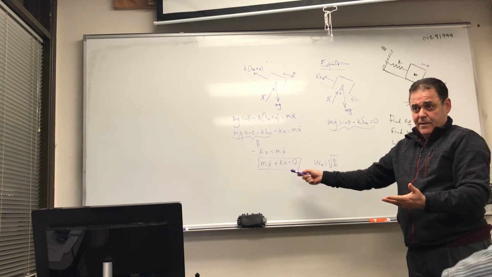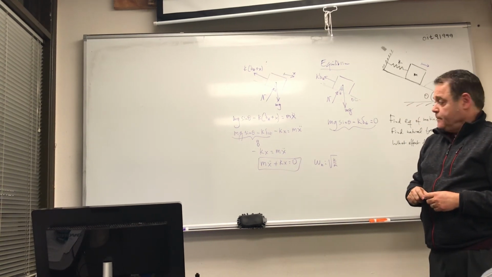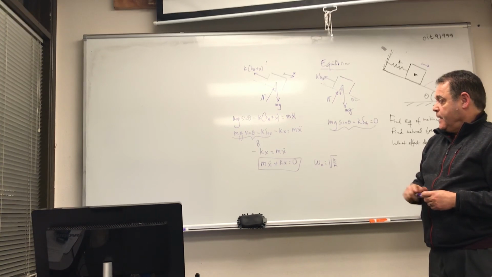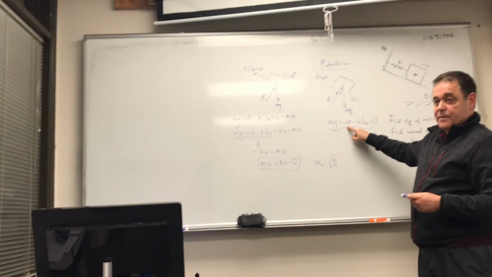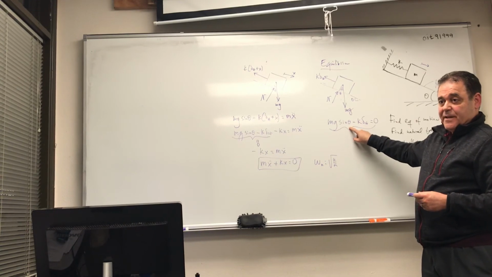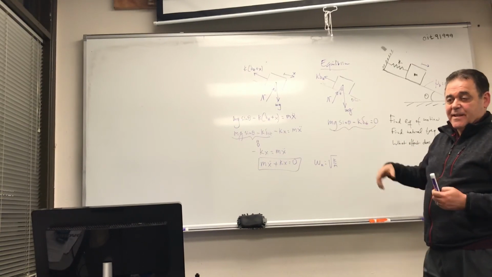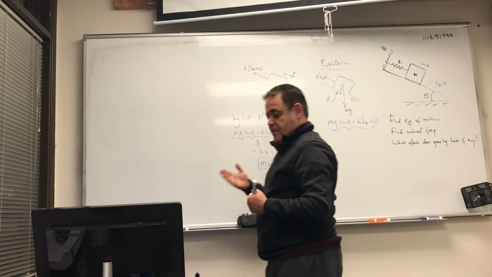And you were able to take out mg sine theta minus k delta st, which is 0, because of the initial condition. It's balanced, you see? That's the key thing. That's the same thing we did for the analysis of the previous one.